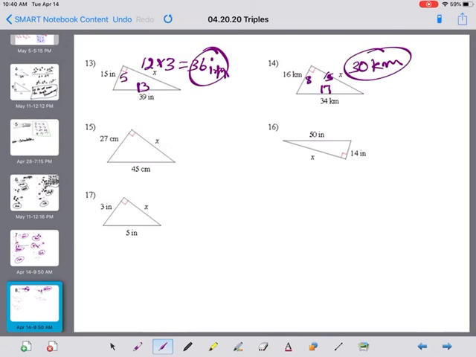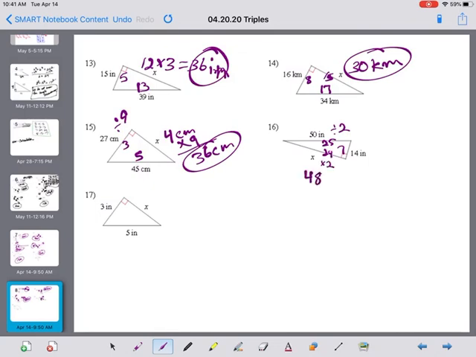15, I think 9 will work. Divide by 9, 3, 5, 4 centimeters. Oops, but we have to multiply by the 9, 36. 16, even, so divide by 2. So you have 25, 7, check your list, 7, 24, 25, and then multiply by 2, 48 inches. And then the last one is the primitive, 3, 4, 5. And that's it.